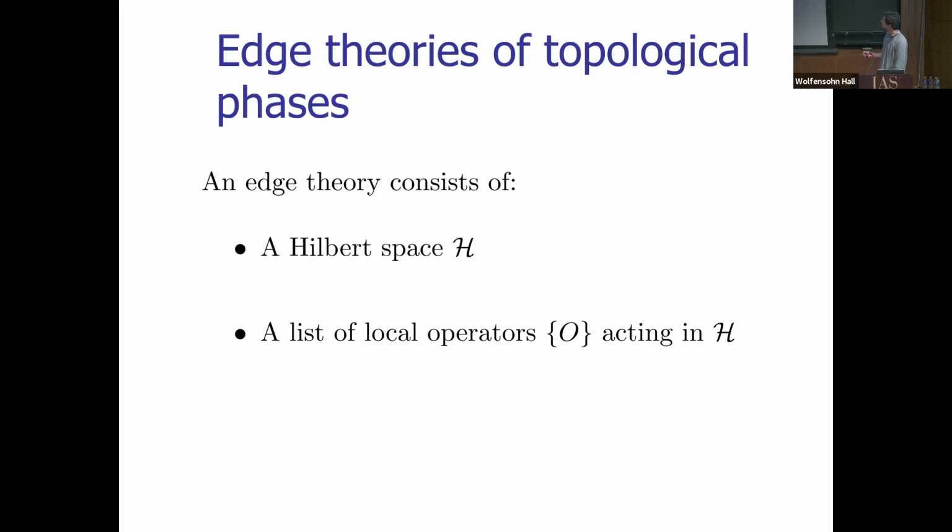So as I was saying, an edge theory consists of two pieces of data at its core. It's a Hilbert space and a set of local operators acting on that Hilbert space. And these two pieces of data have a simple physical interpretation. The Hilbert space describes the set of low energy edge excitations. And this set of local operators, you can think of as describing the local operators in your original 2D system projected onto this subspace of low energy edge excitations. So these two pieces of data are supposed to describe that low energy subspace of edge excitations, and any dynamics you want to describe within that subspace, you can describe by some Hamiltonian, which would be written as a sum of these operators.